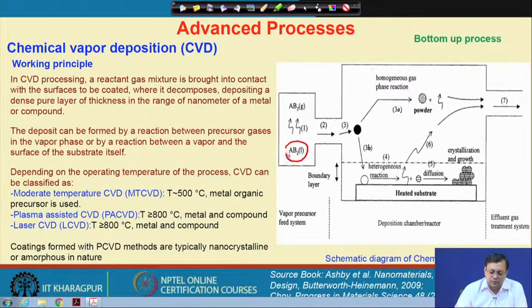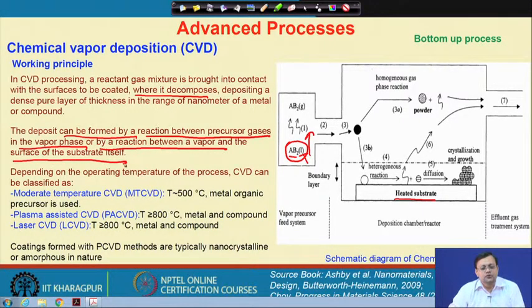I can give you one example: let us say AB2 is a composition, and I take it in the liquid state. Then the liquid goes into the gas phase by using some heating source. Since this deposit needs to be formed on a substrate, in this case it decomposes and is deposited as a dense pure layer of thickness in the nanometer range. The deposit can be formed by a reaction between the precursor gases in the vapor phase, or by a reaction between the vapor and the surface of the substrate. So, these are the two possibilities.